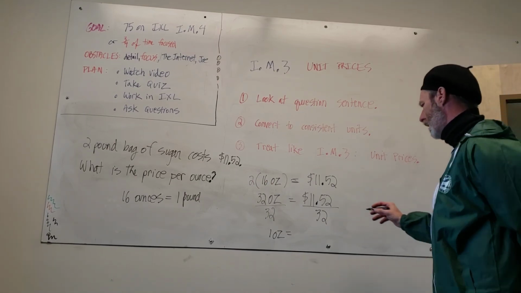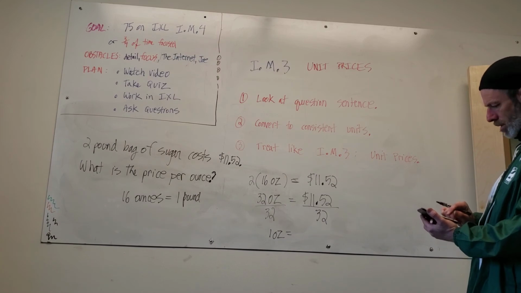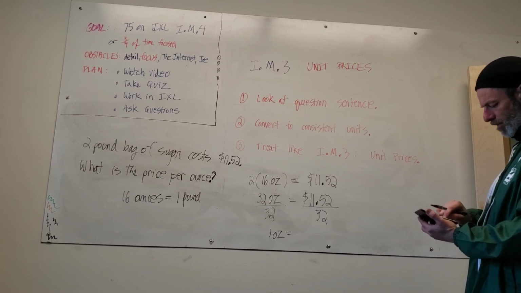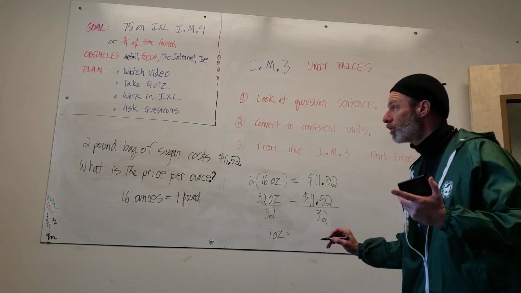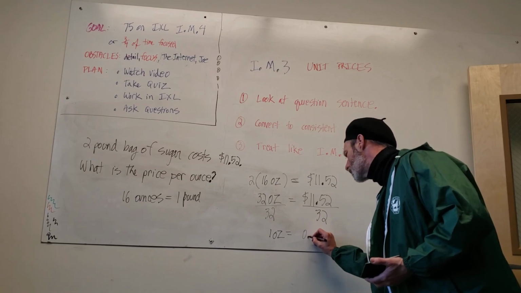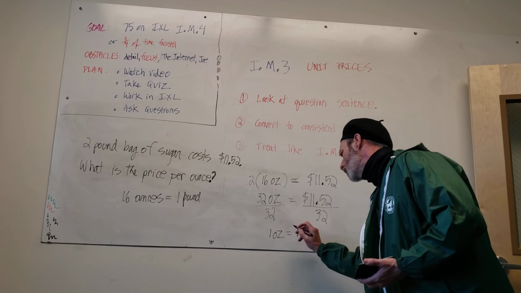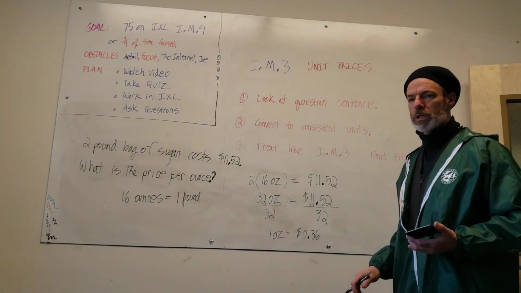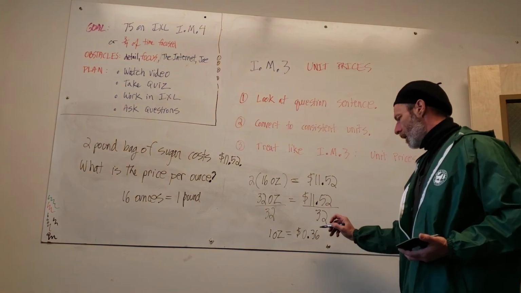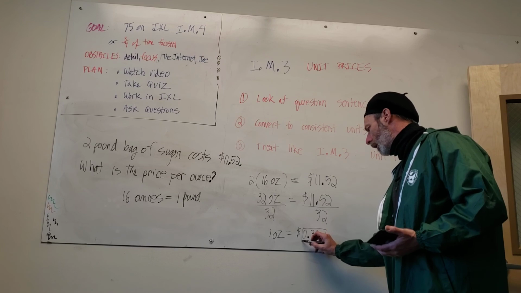And we can do that out by hand, or this one might be easier on a calculator. 11.52 divided by 32 equals 0.36. And careful with those decimal points, folks. 0.36, and this is dollars. So 1 ounce is 36 cents. And remember, when you're entering this in IXL, it's got the dollar outside of the answer box. And so in your answer box, you want 0.36.